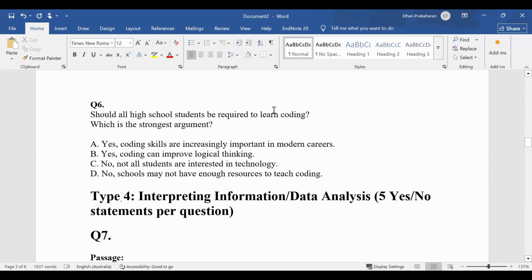Should all high school students be required to learn coding? Coding skills are increasingly important in modern careers. Coding can, generally a sign of a weaker statement, improve logical thinking. Not all students are interested in technology. Again, technology is different to coding. No, schools may not have enough resources to teach coding. And again, may is a problematic one. So that one's probably A is the answer.